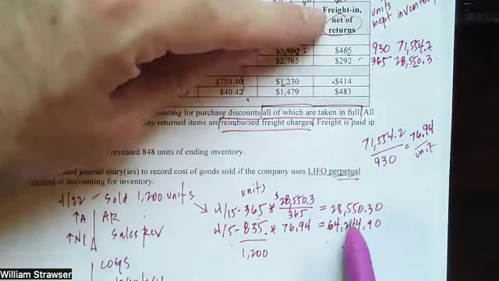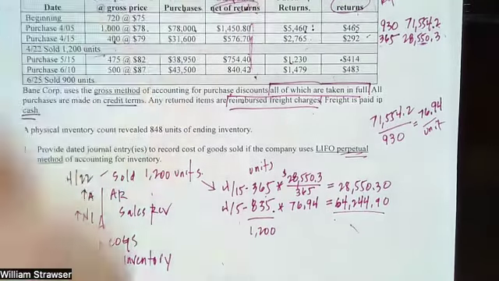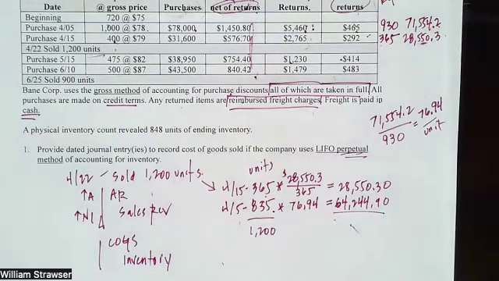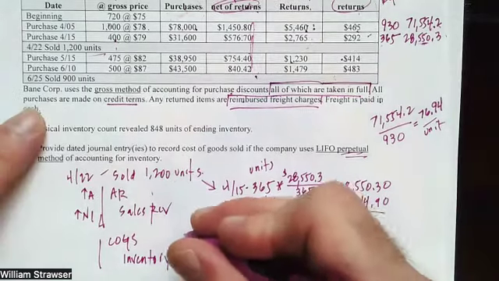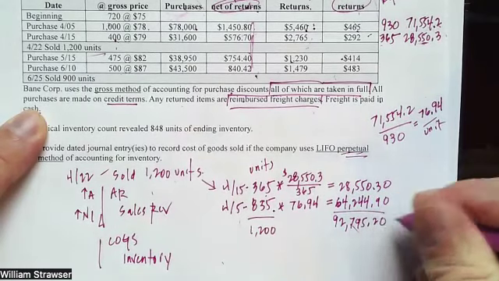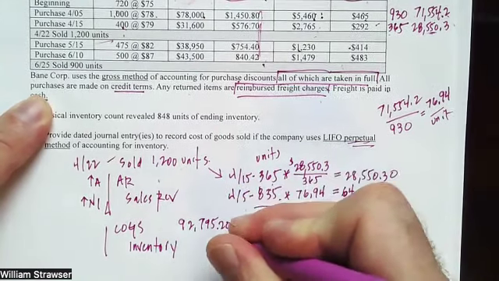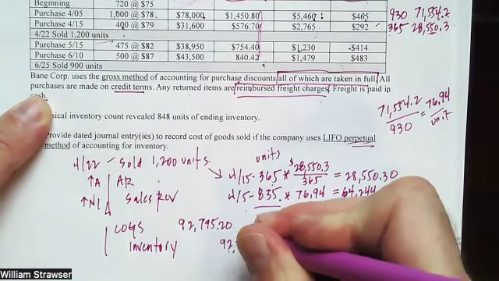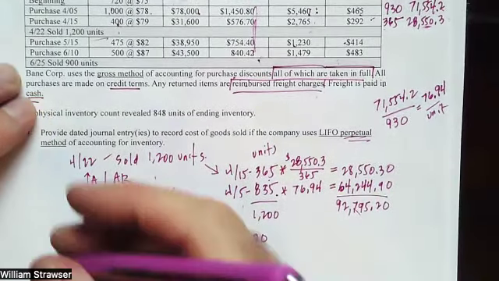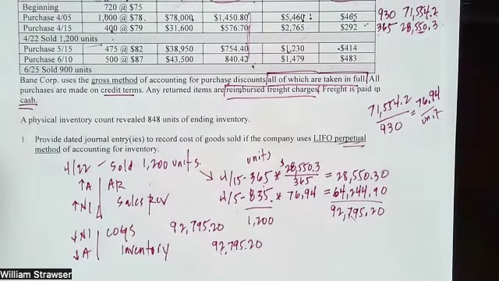Okay, so that's each layer, but I'm looking for the total amount because I sold all 1,200. That's 92,795.20. And cost of goods sold reduces net income. The credit to inventory reduces assets. That would be for the April 22nd sale.